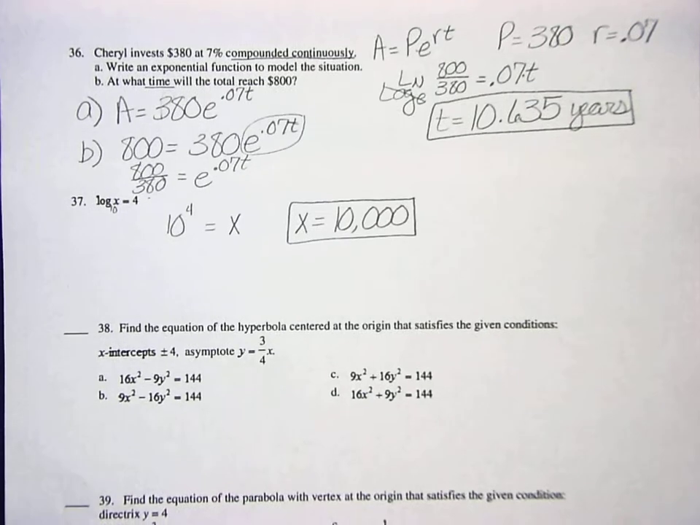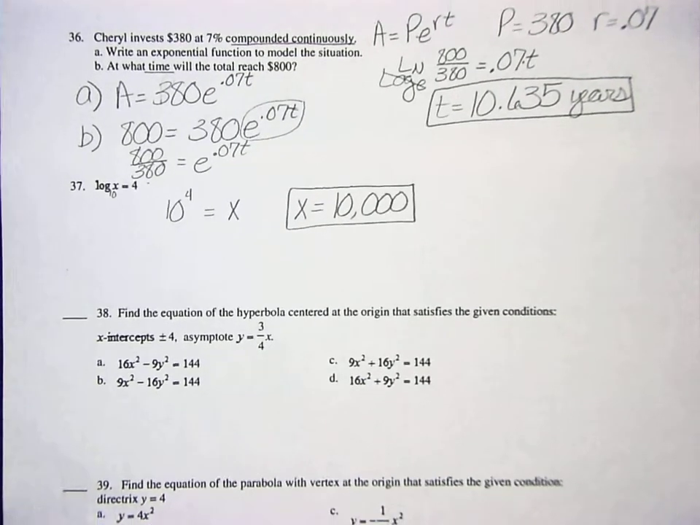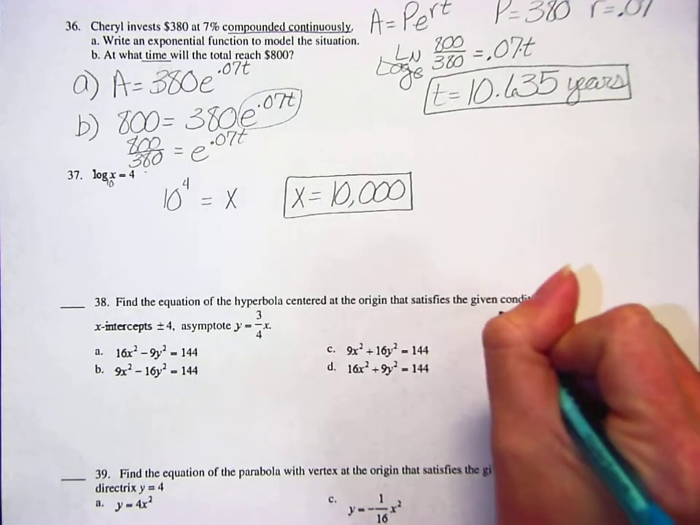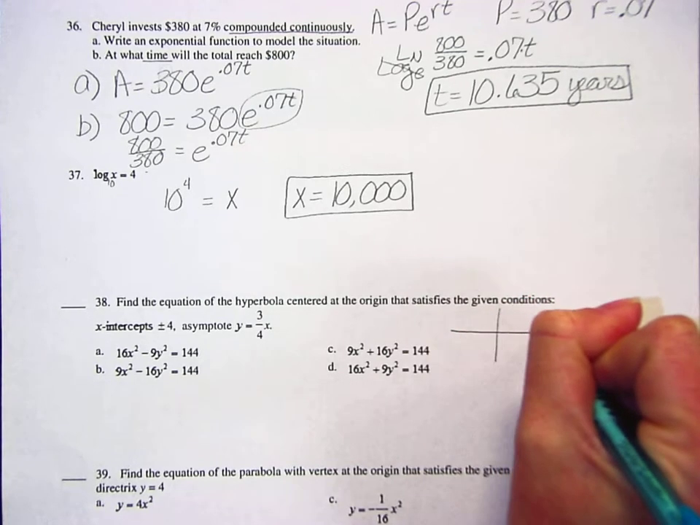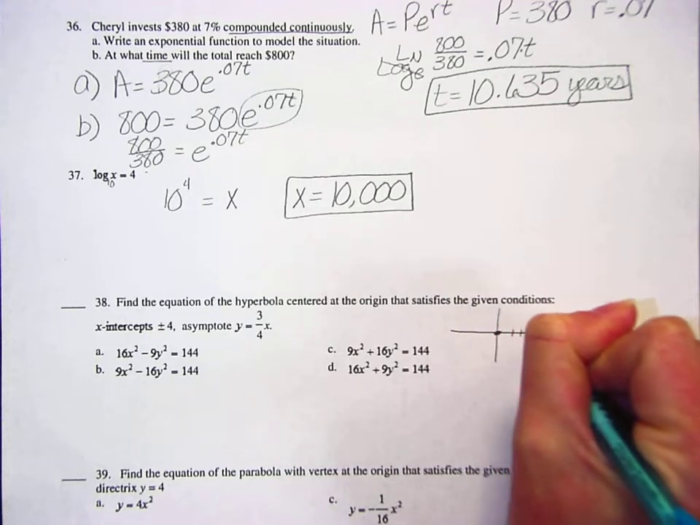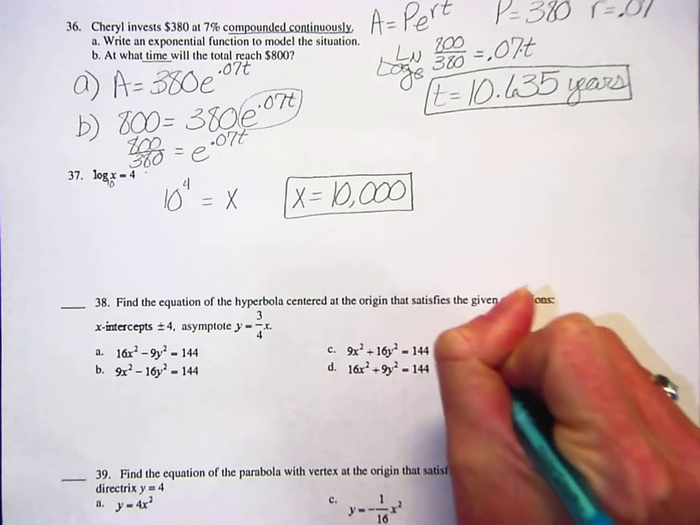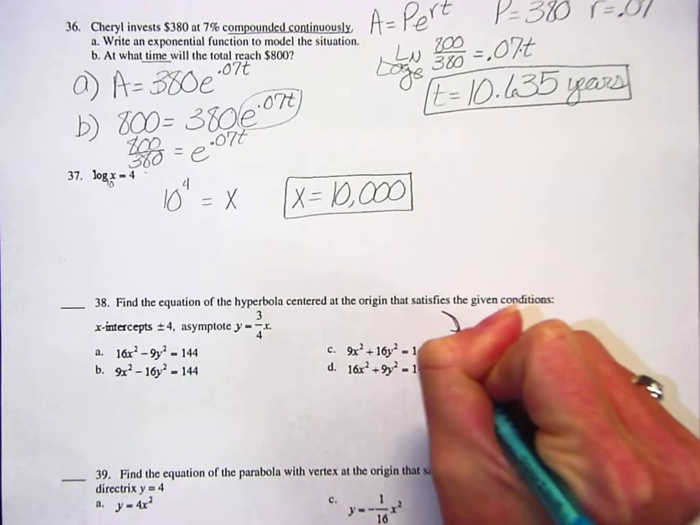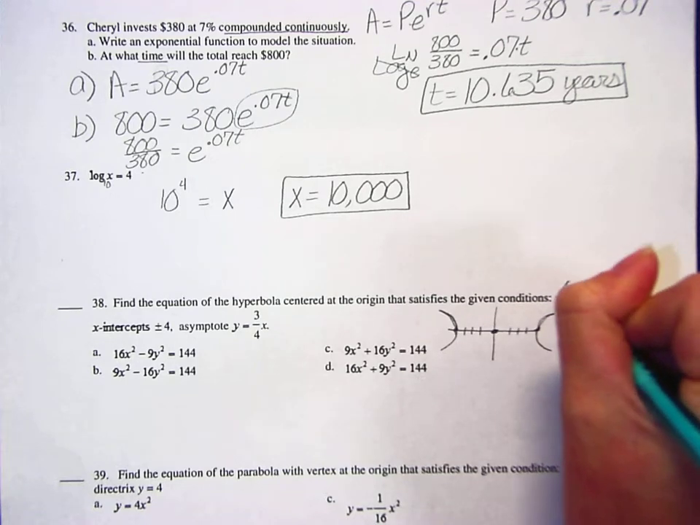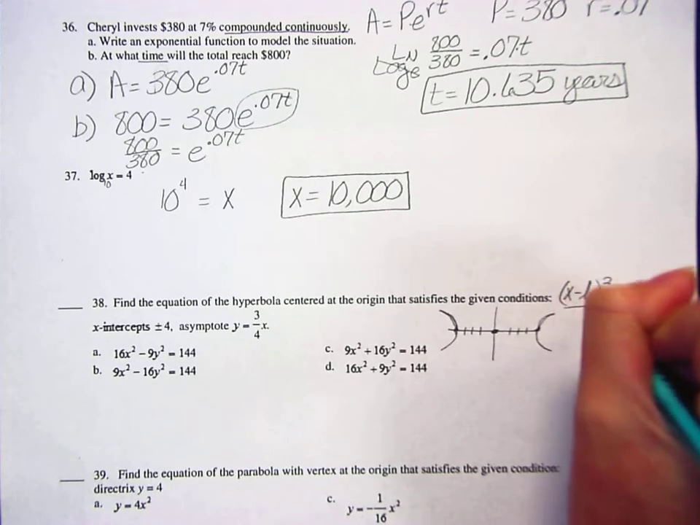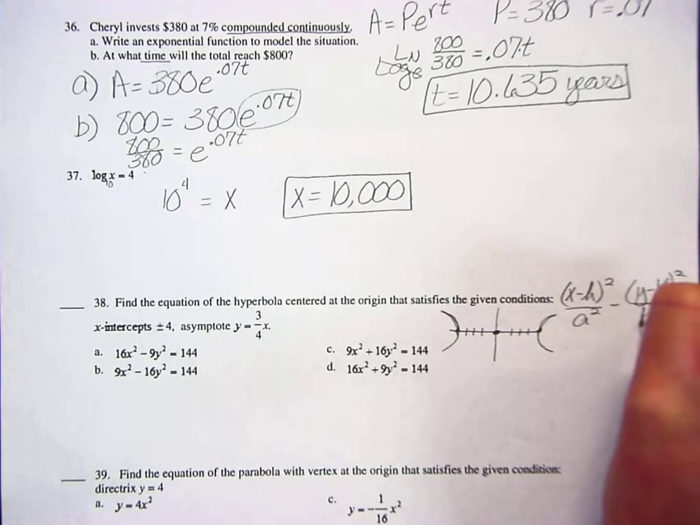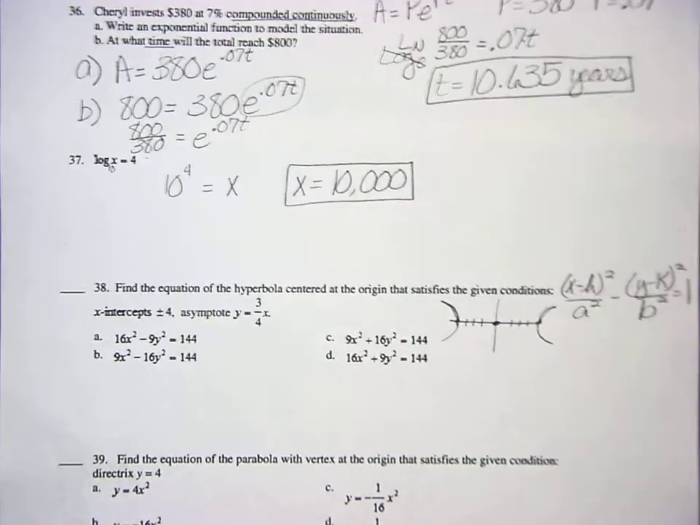All right, on 38, we get into our conic sections, and we'll give you some formulas to go along with these conic sections. So I'm going to start by finding the equation of the hyperbola. So I'm going to draw a little picture to go along with this. Let's see what we got here. So it's centered at the origin, and then it has x-intercepts at positive 4 and at negative 4. So I know that my hyperbola are going right and left, so that's going to be there and there. And so I know that I'm going to be working with the formula that starts with x first. So it's going to look a little bit of something like that.